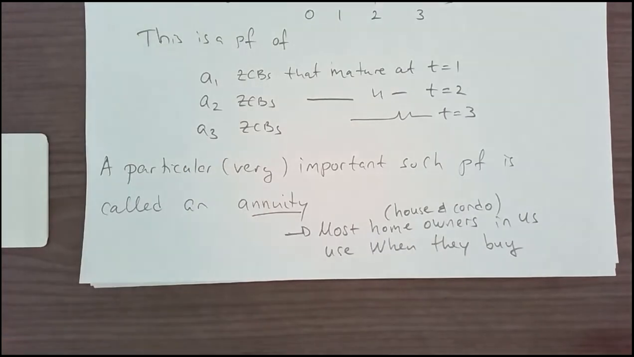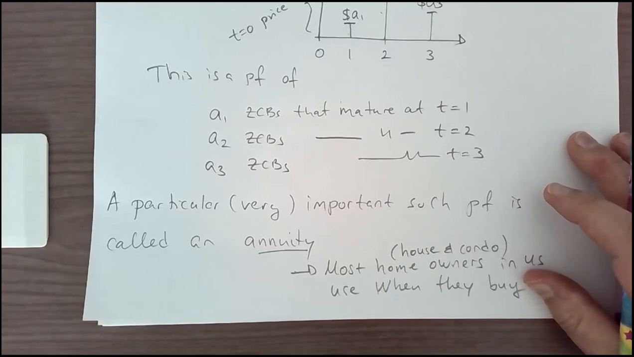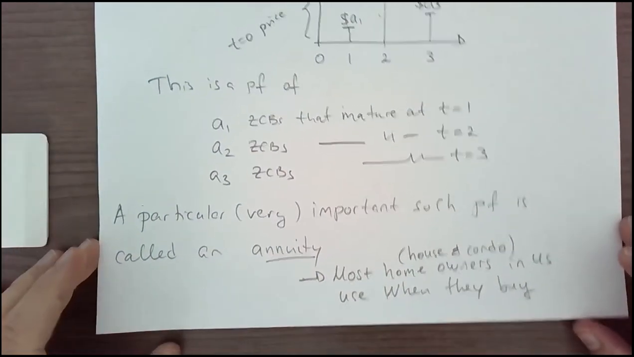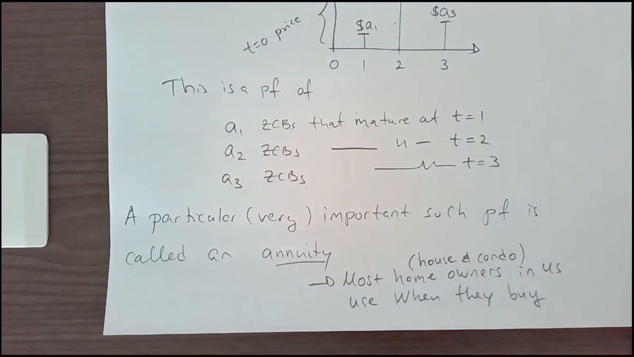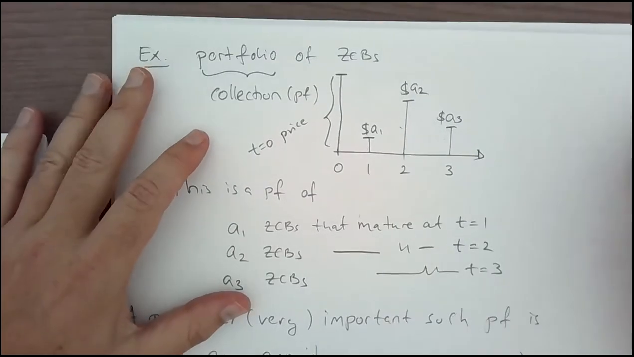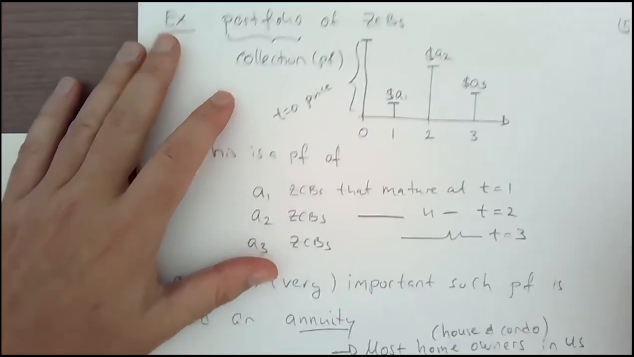So I want to spend some time talking about what an annuity is, because if you are able to buy a home in the US, say, but this is also true in many other countries, maybe some of you are living in an apartment, if you want to buy your own condo or your own house, you're going to face an annuity in the US. Because it has such immense importance, let's spend a little bit of time talking about what an annuity is.